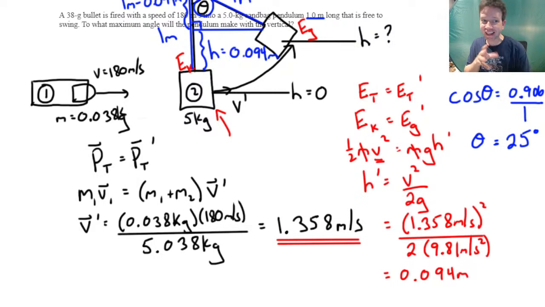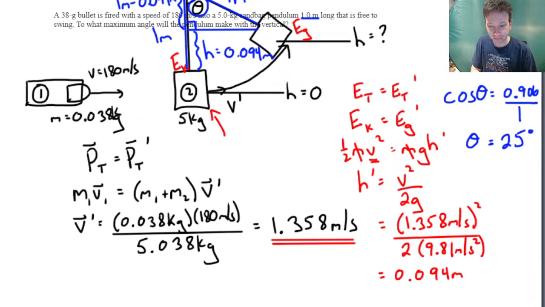Sometimes I can ask this problem in reverse, where I give you the angle and I ask you to go the opposite direction and figure out what the initial velocity of the bullet is. That's another possibility I can do with this question. I can give you theta and you'd have to do everything I did in reverse to figure out what that velocity would be.